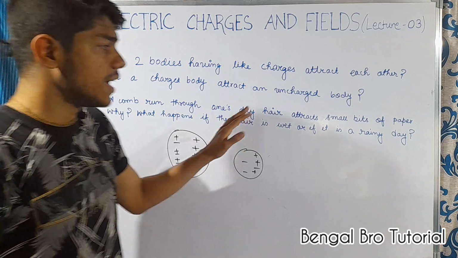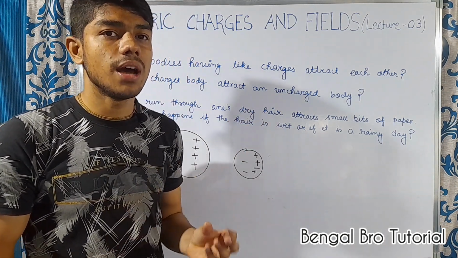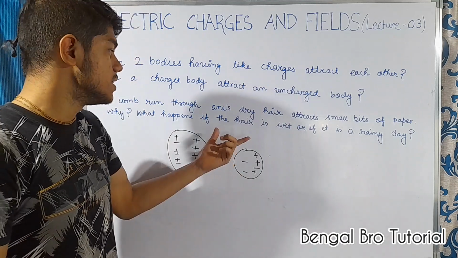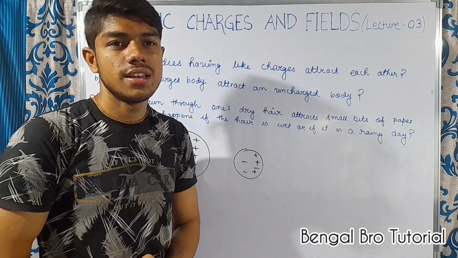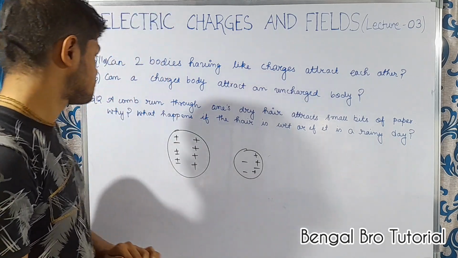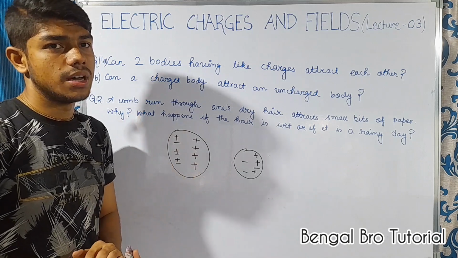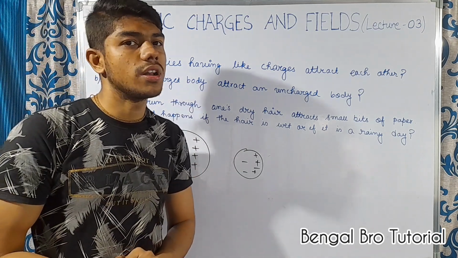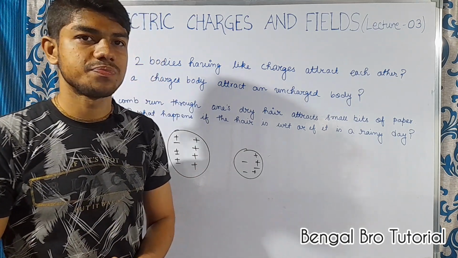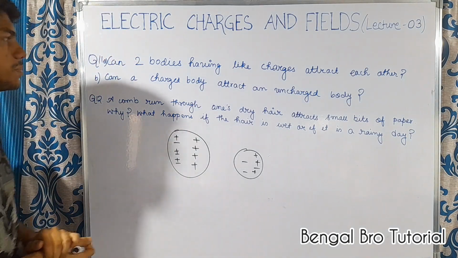If the hair is wet or if it is a rainy day, then the charges developed will be very less because in this case friction will be less and that will not be enough to attract small bits of paper. So on a rainy day or when the hair is wet, the small bits of paper will not get attracted to the comb. Okay, so let's move to the next set of questions.